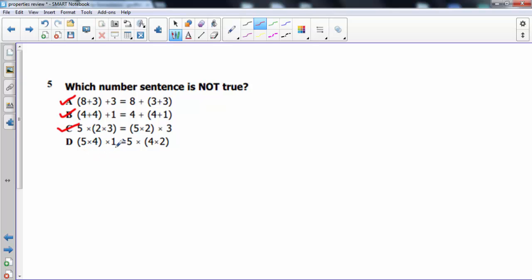Then let's look at this one. 5, 4, and 1, 5, 4, and 2. So you notice that we do not have the same numbers. We have a 1 here and a 2 here. When we multiply them, we're going to get 2 different answers. We can prove it. 5 times 4 is going to be 20, times 1 would just give us a product of 20. Then 4 times 2 would be 8. Then 8 times 5 would be 40. So those are not going to be equal. D would be the correct choice.